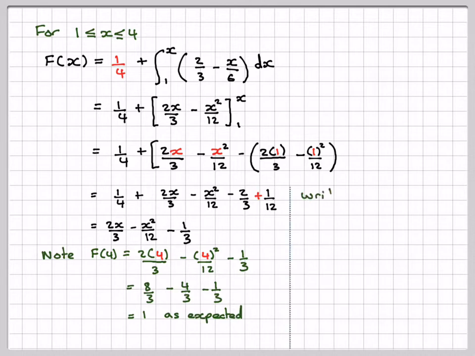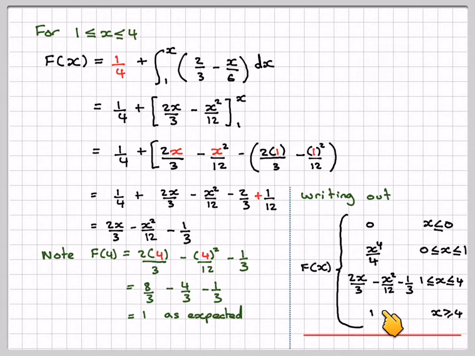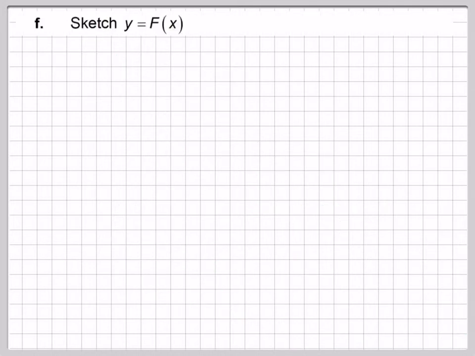The final step is to write out F of x. It will be 0 for x less than 0, x squared over 4 between 0 and 1, 2x over 3 minus x squared over 12 minus 1/3 between 1 and 4, and 1 for x greater than or equal to 4. Right, the next part is I have to sketch that.